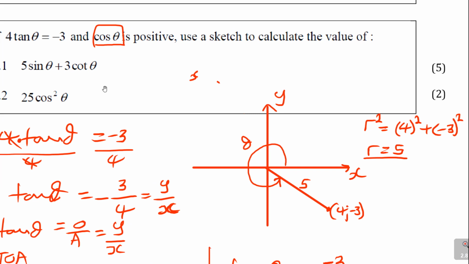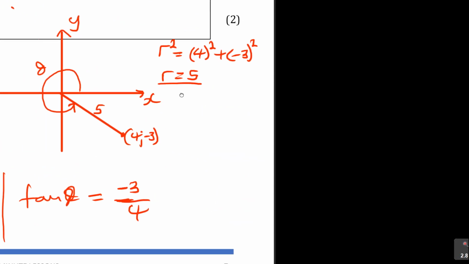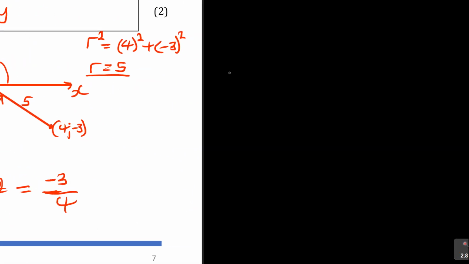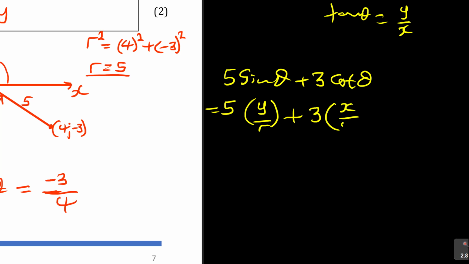Then they say calculate the value of 5 sin theta plus 3 cot theta. Now where can I do this? 5 sin theta plus 3 cot theta, which is equal to 5. Now sin, remember it's what? It's y, so opposite over r, plus 3 cot. Remember tan theta, TOA, is y over x, but cot now will be x over y. See this? Then this is equal to 5.